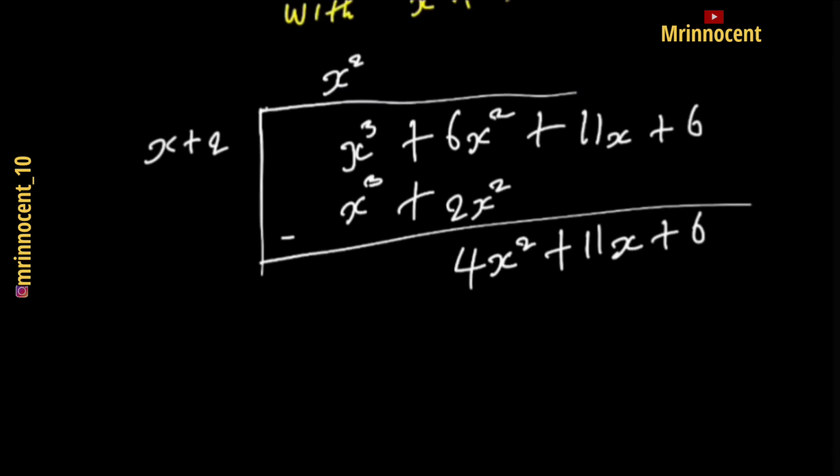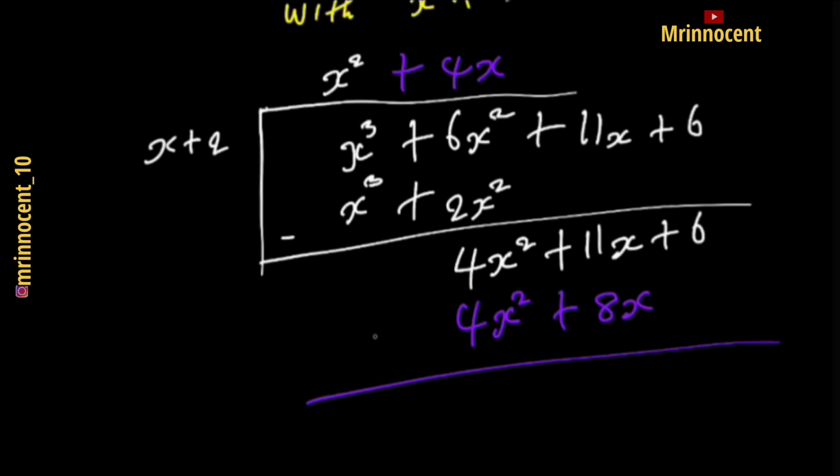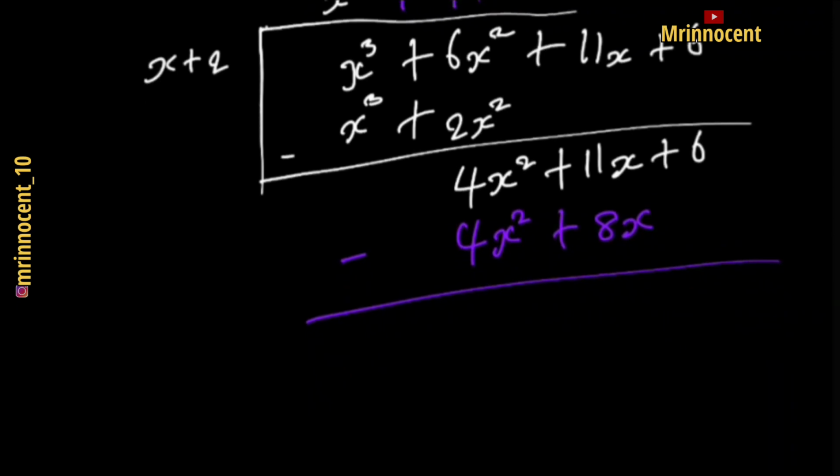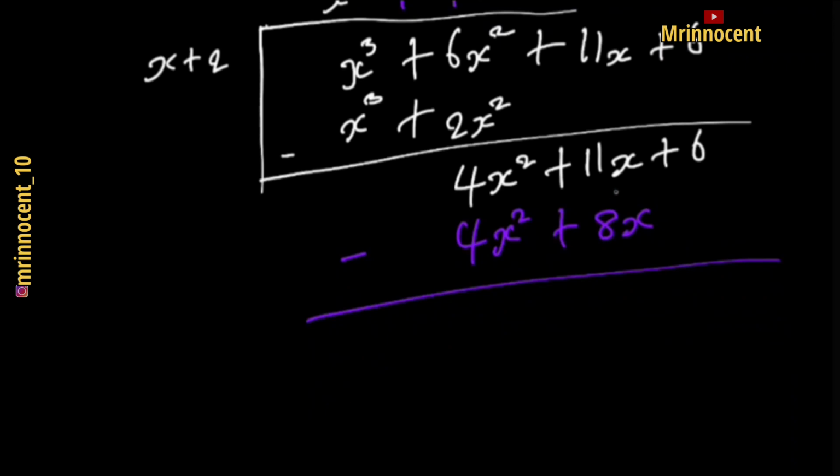So x divided by 4x raised to the power 2 is plus 4x. 4x times x is x raised to the power 2. 4x times 2 is plus 8x. You subtract. So 11x minus 8x is 3x.